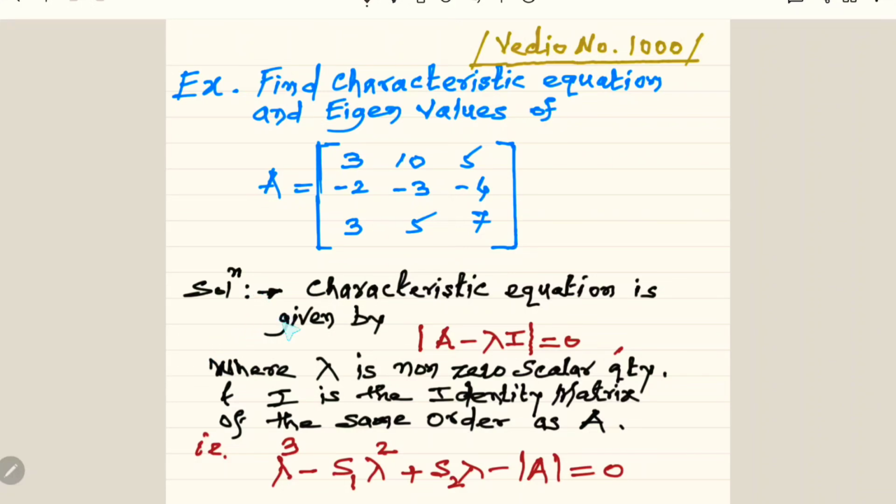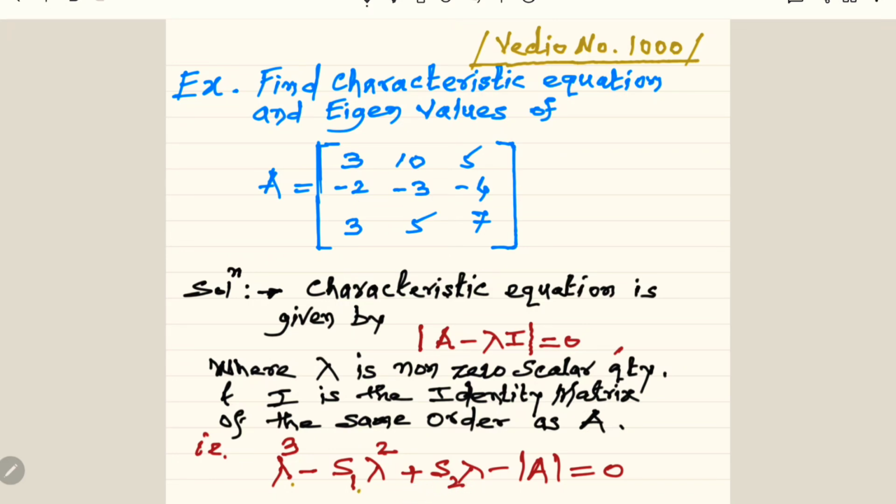As I have discussed in the last problem also, the characteristic equation is given by determinant of A minus lambda I equals 0, where lambda is any non-zero scalar quantity and I is the identity matrix of the same order as the order of A. Or we can use the shortcut method to find this characteristic equation. It is nothing but lambda cube minus S1 lambda square plus S2 lambda minus determinant of A equals 0, with terms alternately positive, negative.